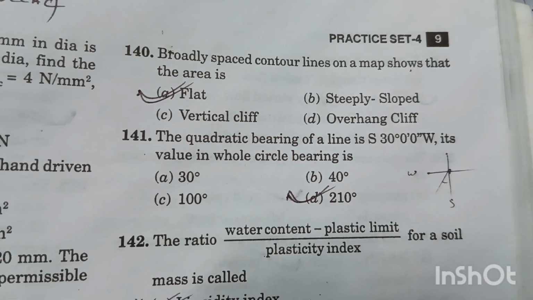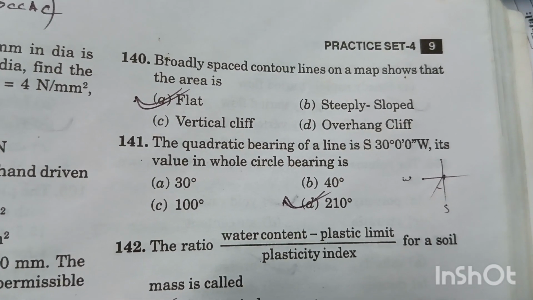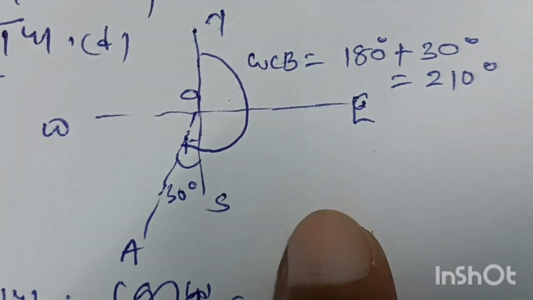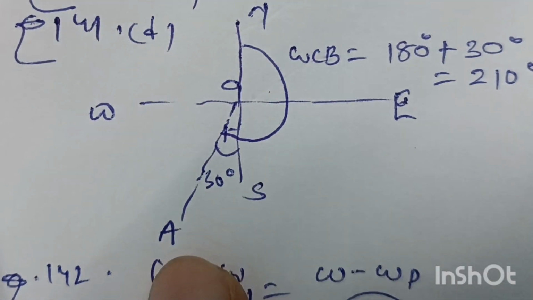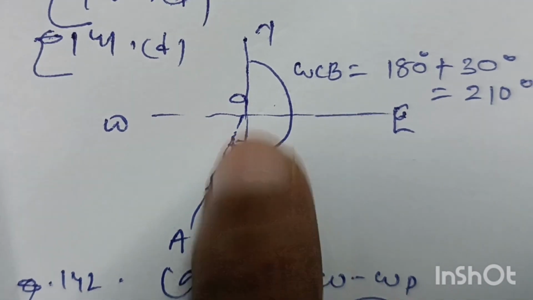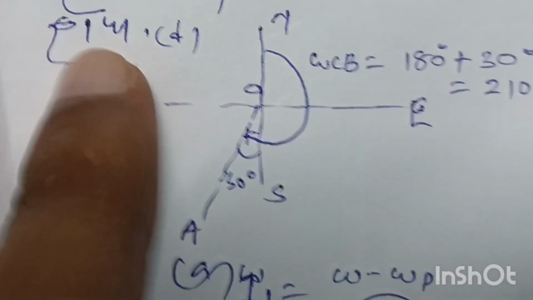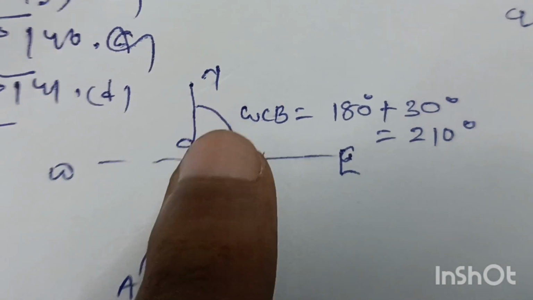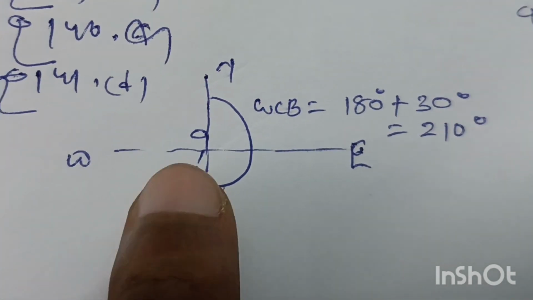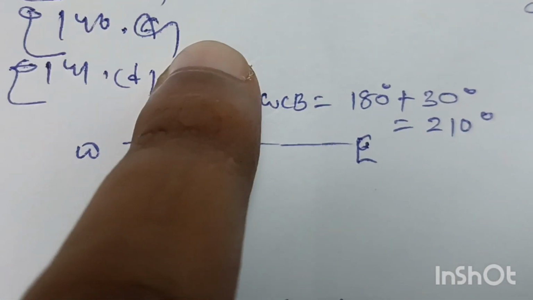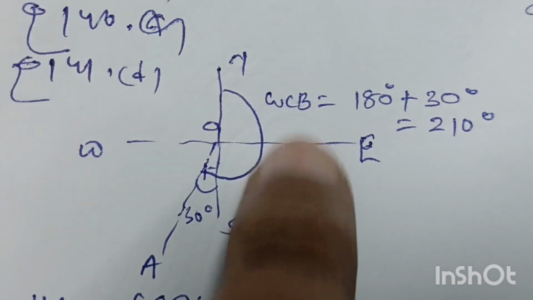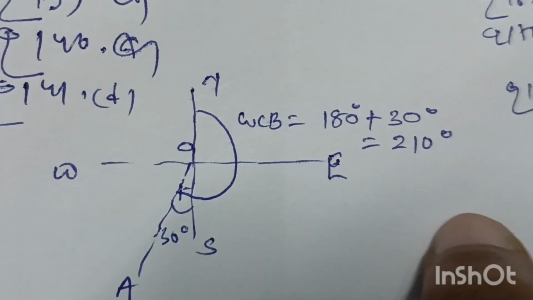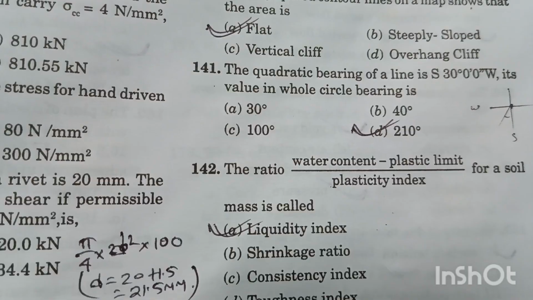Question number 141. Quadrantal bearing of a line is south 30 degree west. Its value in the whole circle bearing is. Suppose the line is OA. The quadrantal bearing of this line is 30 degree southwest, and we have to calculate the whole circle bearing of this line OA. The whole circle bearing of line OA will be from north clockwise up to this line. So it will be equal to 30 plus 180 degree equal to 210 degree. Option D is the right answer.